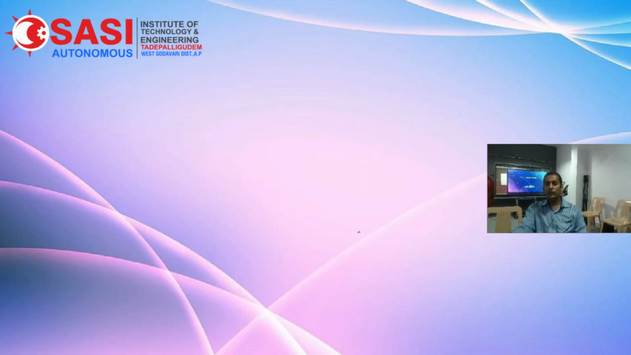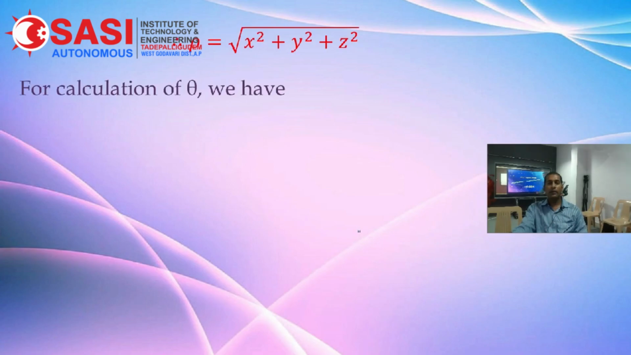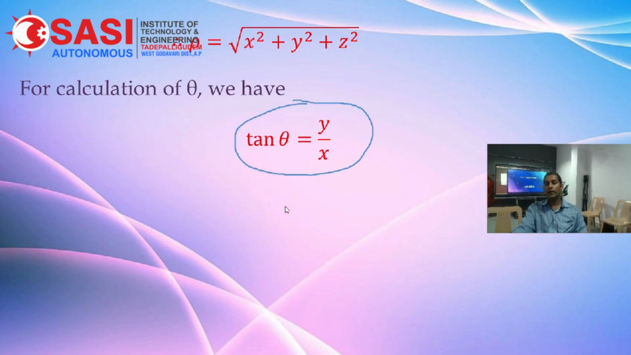Let us move to next. Say we have r is equal to square root of x square plus y square plus z square. Now theta, how we will calculate theta? It is y by x with by side. So tan theta is y by x. So theta will be equal to tan inverse of y by x.